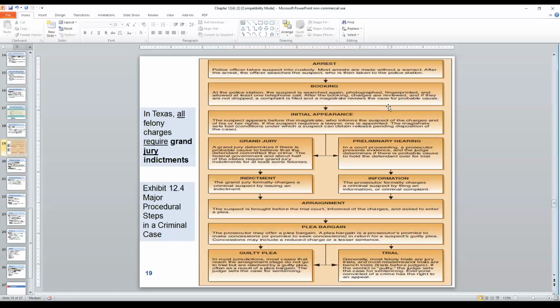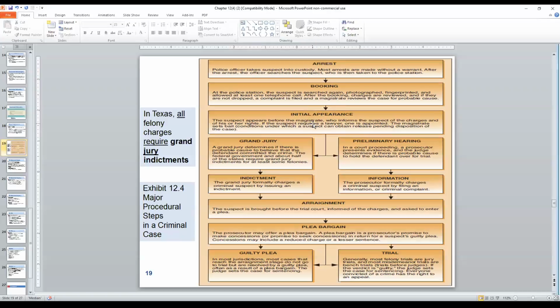So the suspect appears before the magistrate, again, just a judge, who informs the suspect of the charges and his or her rights. Again, the suspect should have already been Mirandized at the time of the arrest, perhaps even before the arrest. But also, this is a more detailed explanation about the rights. If the suspect requires a lawyer, one is going to be appointed at that time. The magistrate sets bail. Of course, bail are the conditions under which a suspect may obtain release pending the disposition of the case. So that's what happens at the initial appearance.